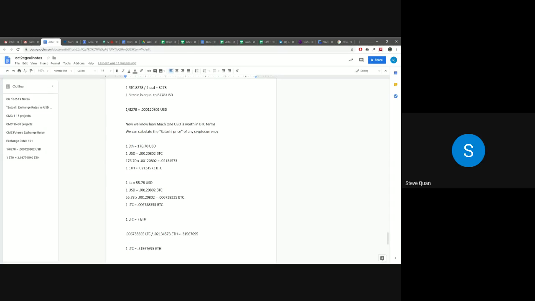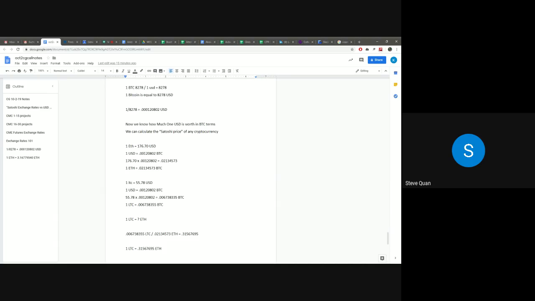So here are the examples. Bitcoin's 8278. Well, we know that. That's how it's quoted. So what does $1 equal? Well, $1 is 0.00012080 Bitcoin. So $1 in Satoshi terms is 120,802 Satoshis. Everyone follow that? Any questions so far? No? All right, I'll keep moving if not.